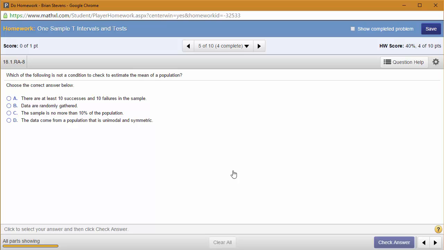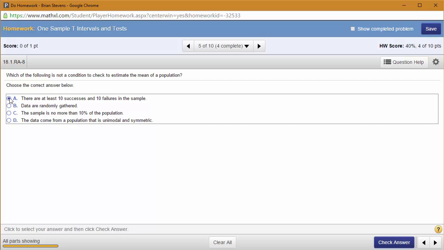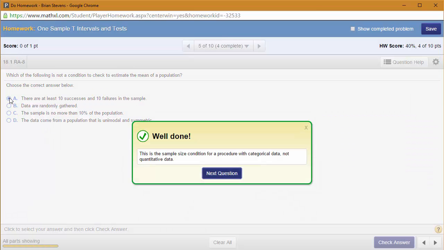Which of the following is not a condition to check to estimate the mean of a population? Very, very easy, because we would not check the success failure condition. That is a categorical condition. So do not check this with quantitative data.